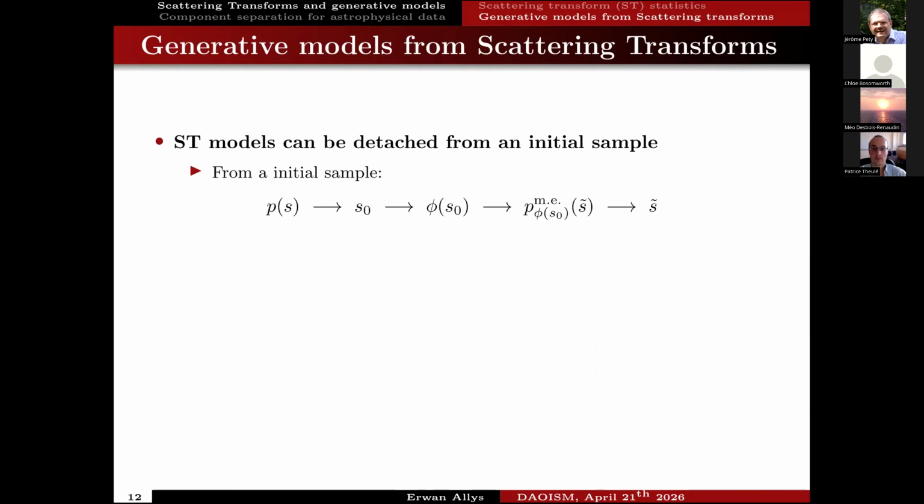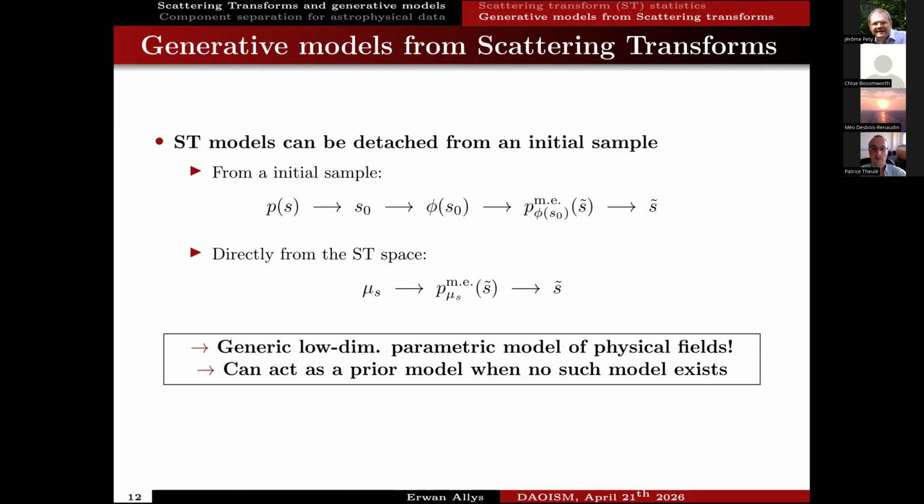So now, before going to the application to component separation, there is something extremely important that I want to emphasize. At the moment I showed that, okay, if you have one given sample, you can construct a model. So you have the distribution you try to approximate, you sample a map, you estimate statistics, and you construct your generative model. But actually, you can, if you want, cut the first leg of this hierarchical relation, and you can sample directly from the scattering space. So you give me a set of scattering statistics, and from this set of scattering statistics, I have a model, and I can generate different realizations.